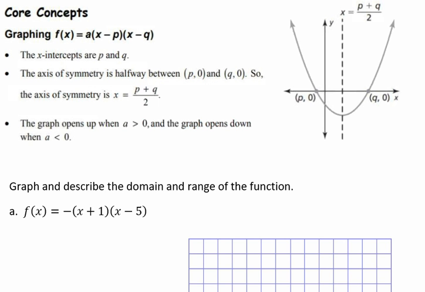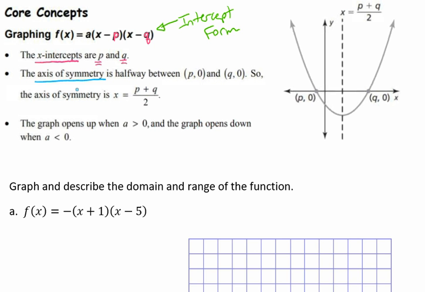In this video, we're going to be working with intercept form of quadratics. So let's first begin by introducing ourselves to intercept form. This is what we call intercept form, and it's called intercept form because we're given the x-intercepts, in this case P and Q. So here we can see that our x-intercepts are P and Q.